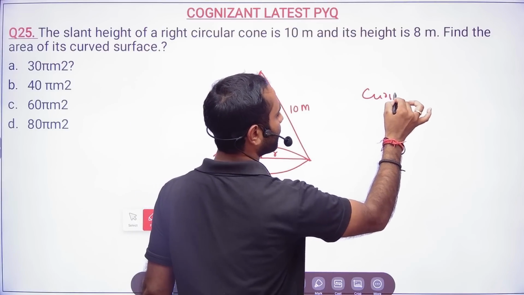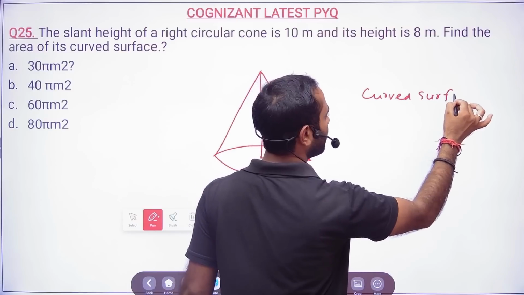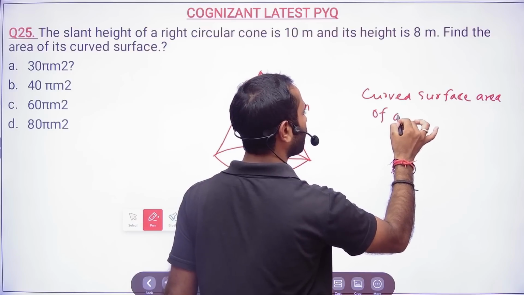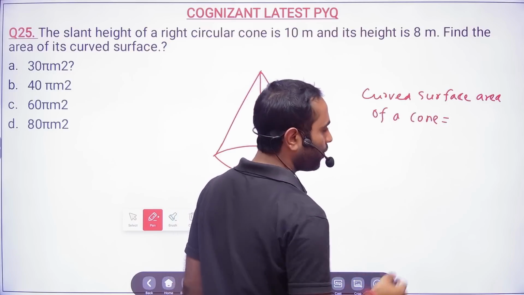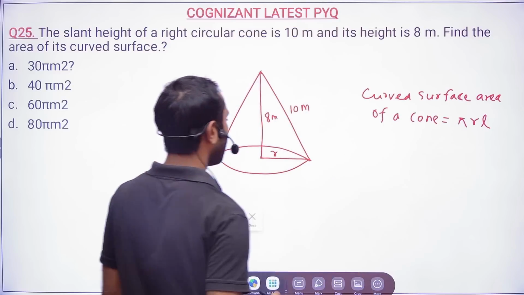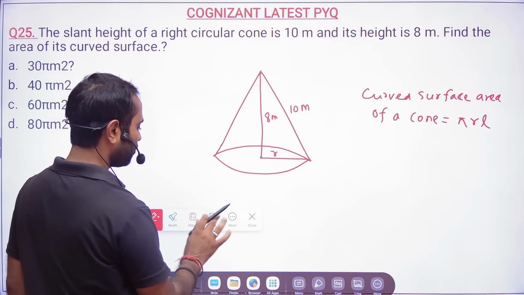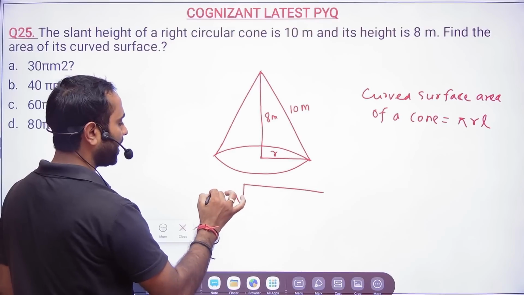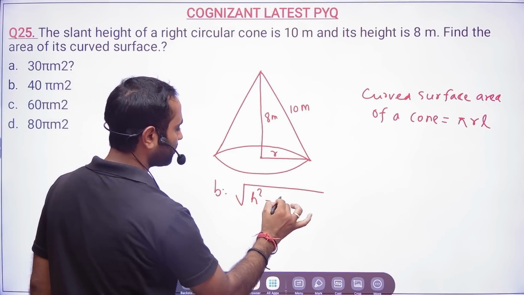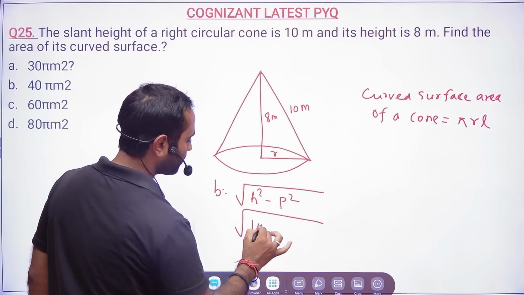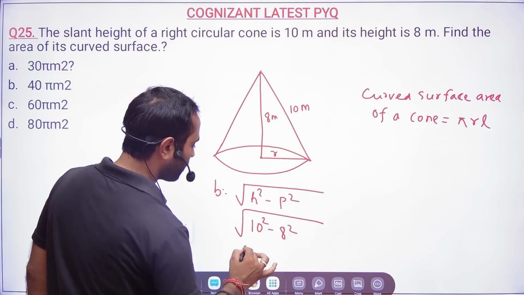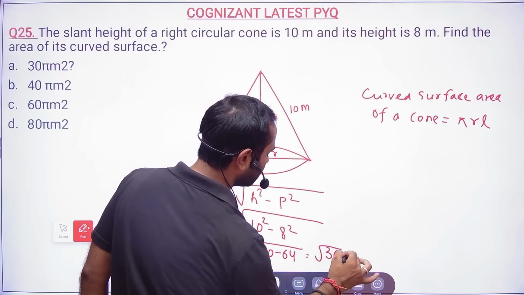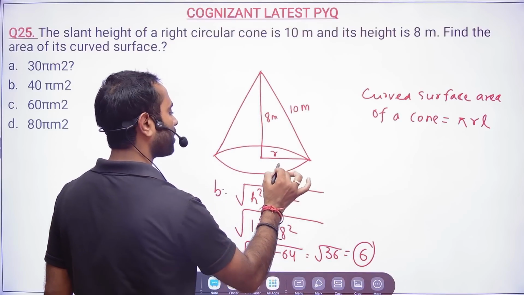So what is the curved surface area of a cone? My dear friends, the curved surface area of a cone will be equal to pi RL. R is not given. It's a right angle triangle, so we'll have to use Pythagoras theorem. Pythagoras theorem says if you want to calculate the base, then hypotenuse square minus perpendicular square. So 10 square minus 8 square. 10 square is 100, 8 square is 64. This is nothing but 36, and the square root of 36 is 6. So we have got 6.